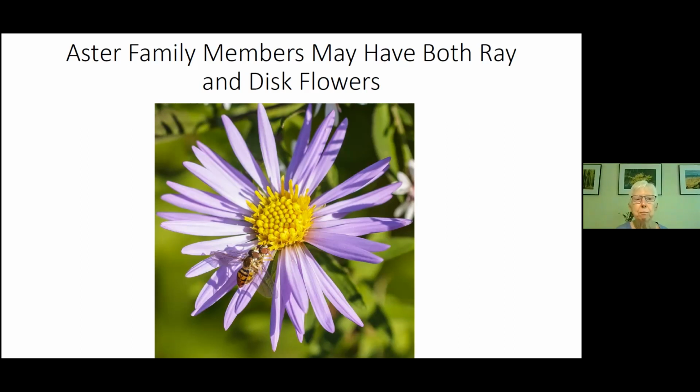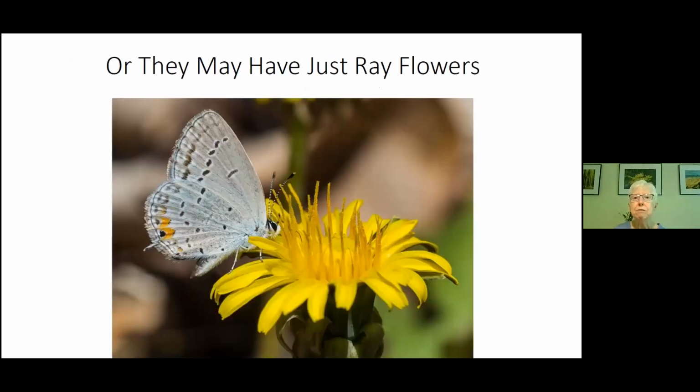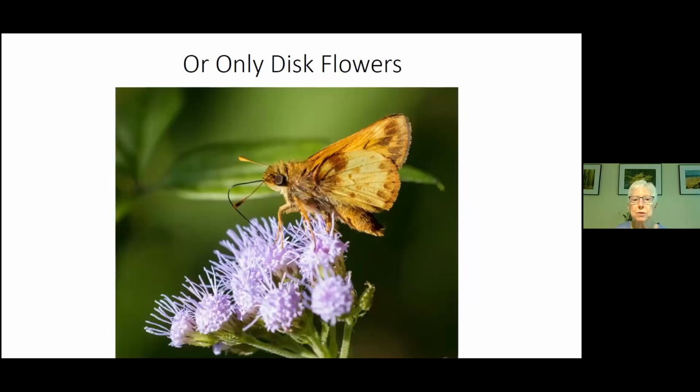So you can have both ray flowers and disc flowers. And typically in what we think of as classic asters, you do. But you may have just ray flowers. For example, dandelions, hawkweeds, all have ray flowers only. And there are many species that have disc flowers only. And that's the case with this example, which is blue mist flower.